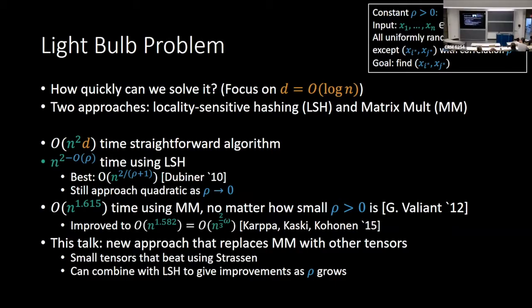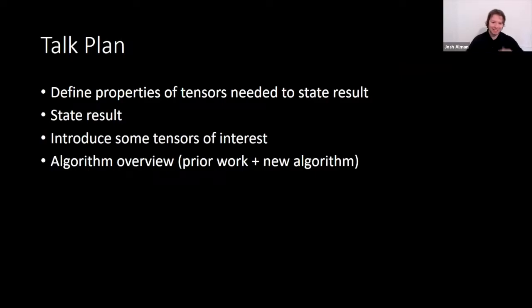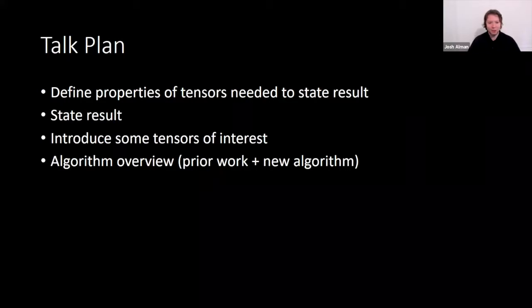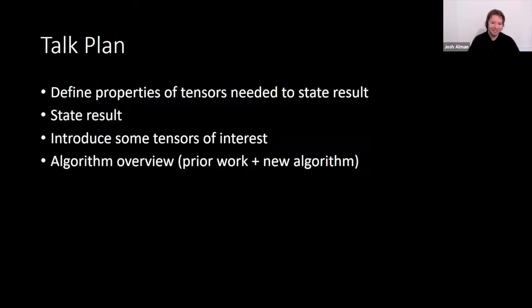Okay, so here's my plan for this talk. I'm first going to start by defining properties of tensors that I'm going to need to state the result of how you can use a tensor other than matrix mult to solve this problem. And I'll introduce two new properties of tensors that we define. Then I'll state the result, how you can turn any tensor into a light bulb problem algorithm. Then I'll talk about some specific tensors of interest that you can plug into this framework and get algorithms from. And then at the end, depending on how much time there is, I'll give an overview of how these algorithms work, both the two prior ones based on LSH and matrix mult and how our new algorithm improves.